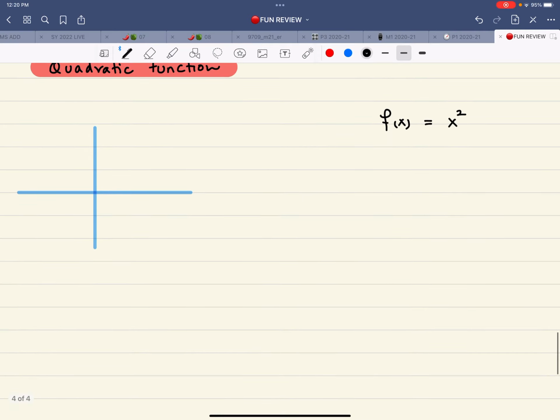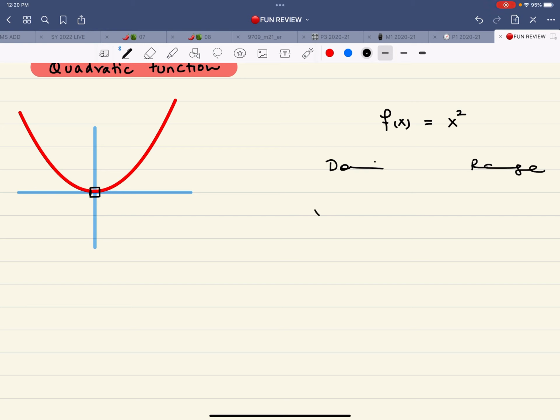The graph is something like this. Draw the graph like this, and let me just relocate it. It's passing through the origin. If the domain versus the range, the turning point is the origin in this scenario.